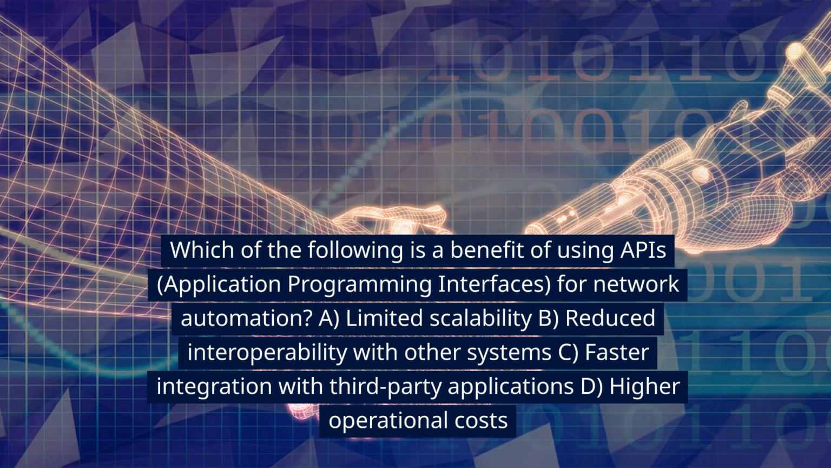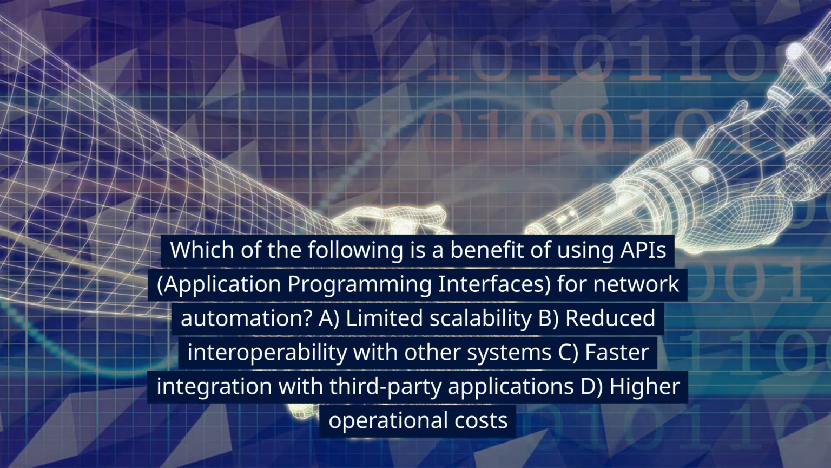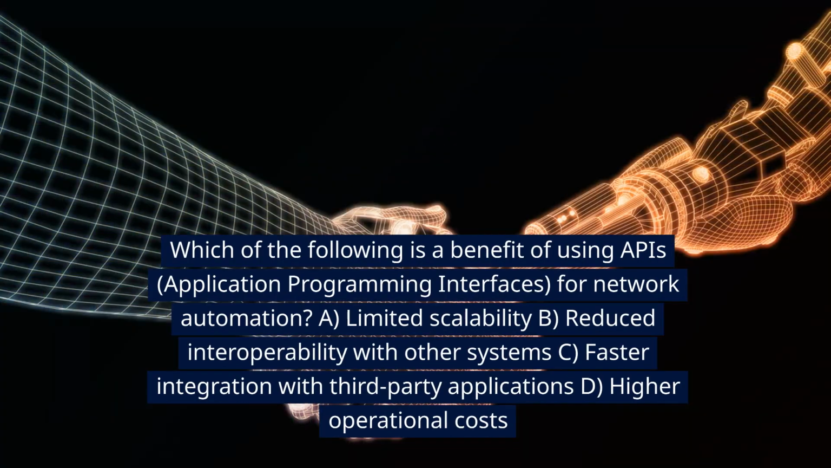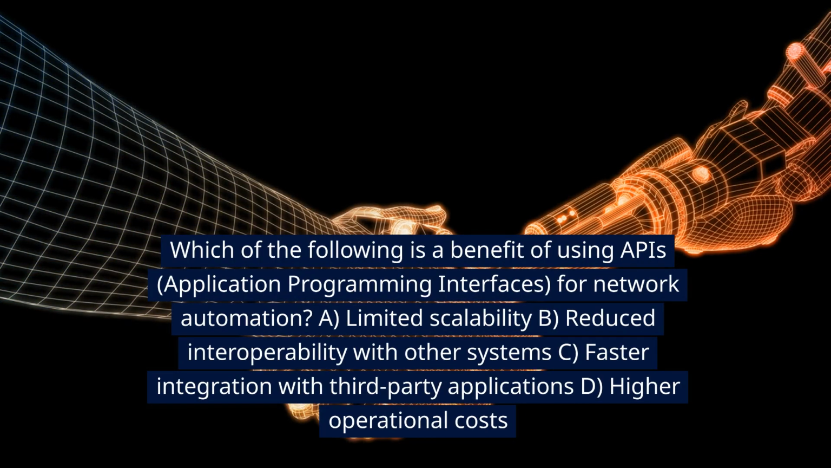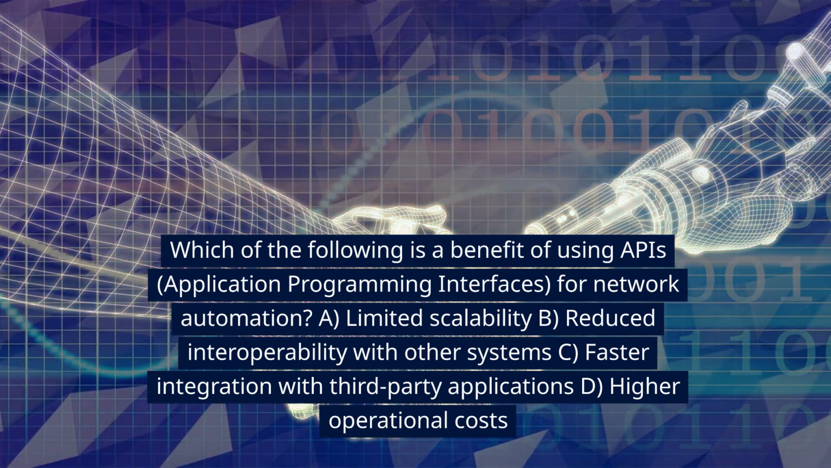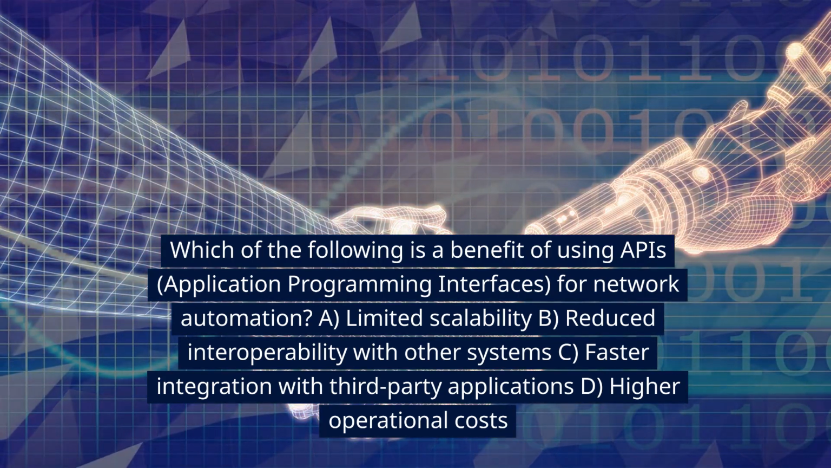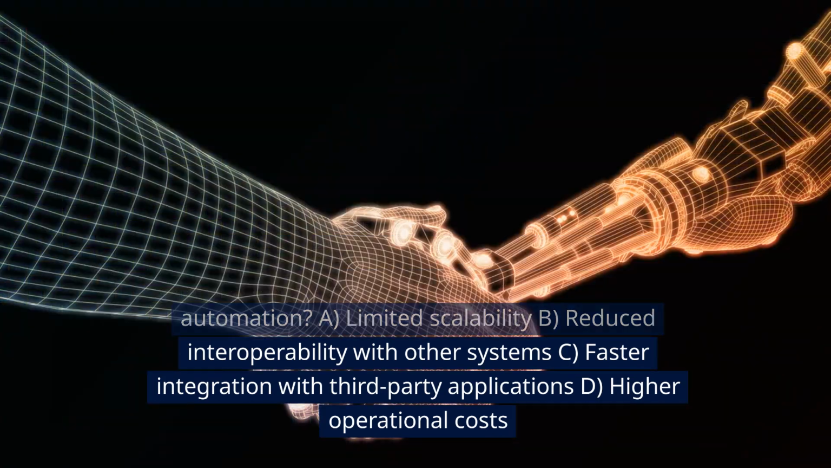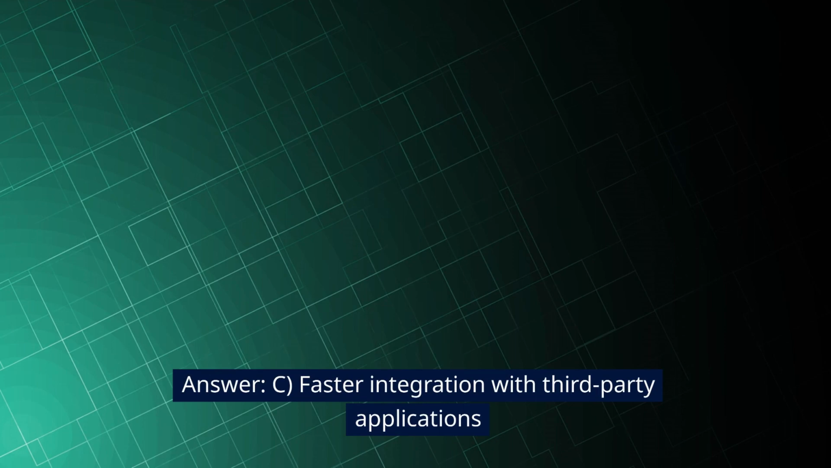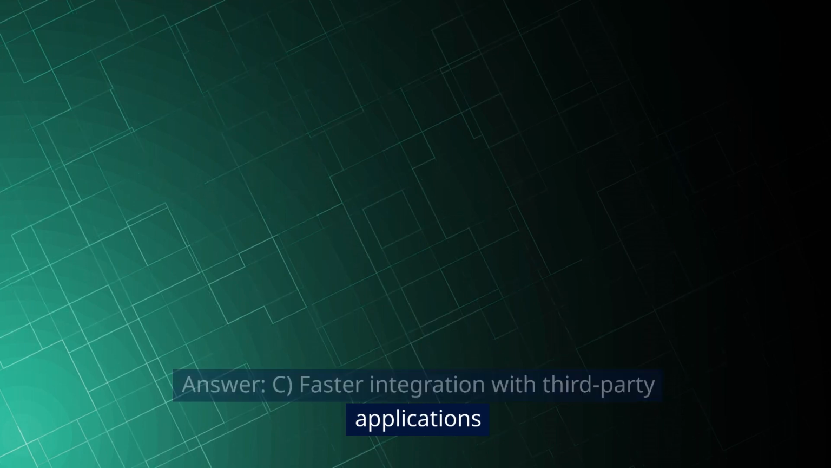Which of the following is a benefit of using APIs, Application Programming Interfaces, for network automation? A. Limited scalability. B. Reduced interoperability with other systems. C. Faster integration with third-party applications. D. Higher operational costs. Answer: C. Faster integration with third-party applications.